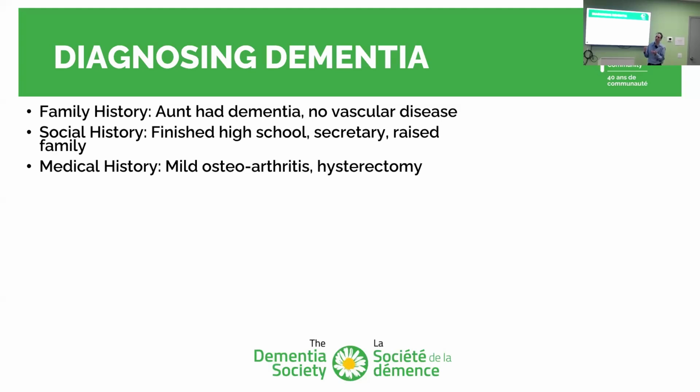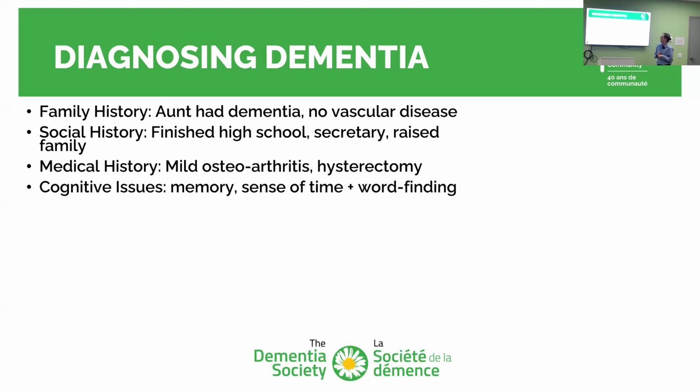Medical history. So are there other medical conditions that we need to think about that could be causing or contributing to dementia? In this case, the person has osteoarthritis and they've had a hysterectomy, so had their uterus removed. These wouldn't be things that we generally associate with the risk for dementia, but certain other things are important to know, especially vascular risk factors. People who are smokers, have high blood pressure, or have diabetes, all of these things are important to think about when we're trying to figure out what could be causing the dementia.